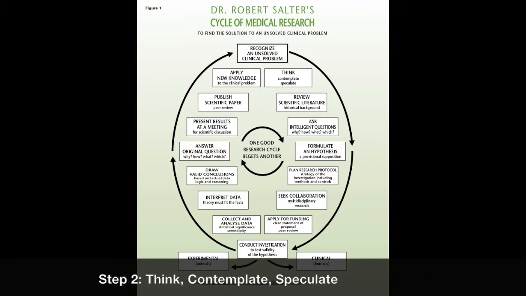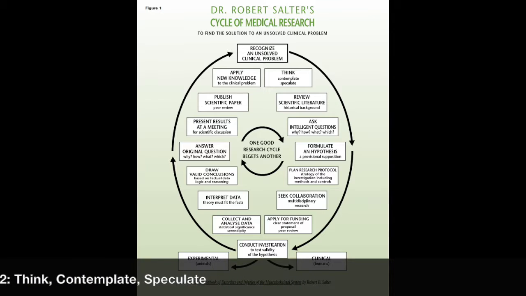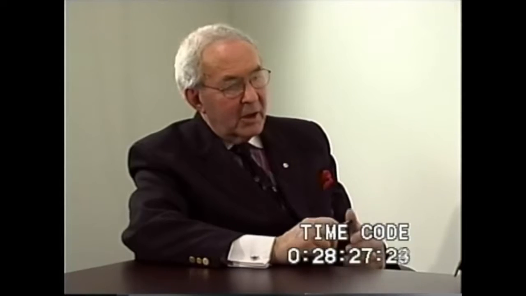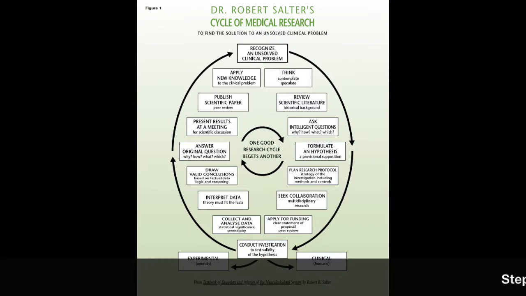And this requires time. It's not something you can usually do during a busy day where you're treating patients, solving problems for residents or colleagues and so on. It requires a quiet time, usually in your study at home, when you really think seriously about the problem and contemplate and speculate. And then the next step is to review the scientific literature and look at the historical background.